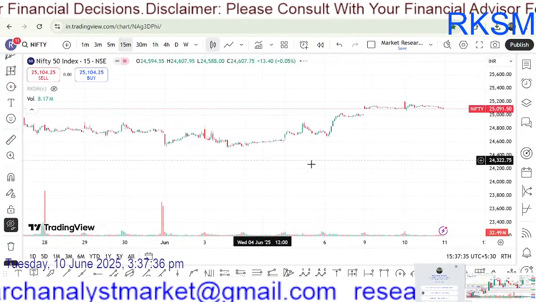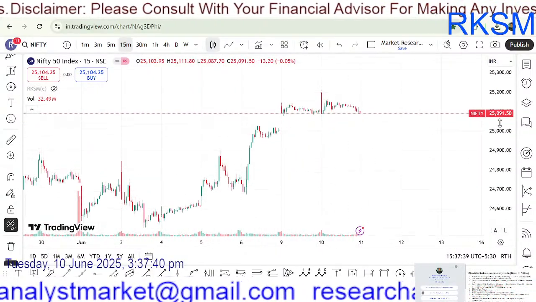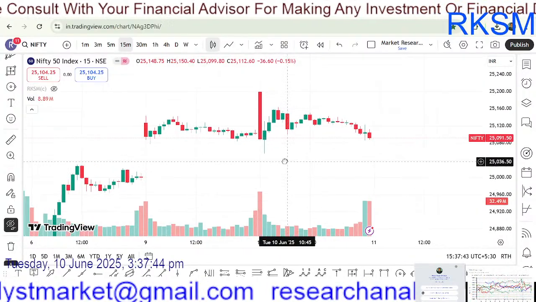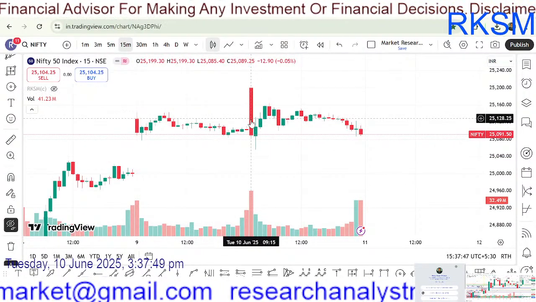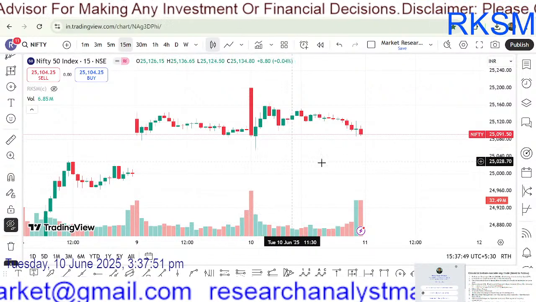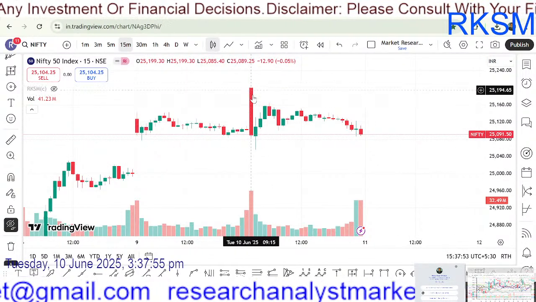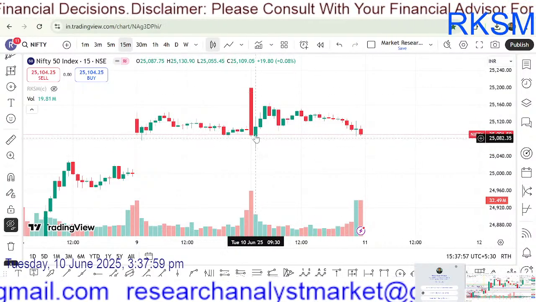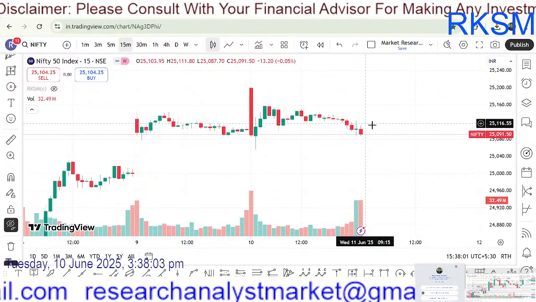So what happened today in the Nifty? See here, if you zoom in a little bit, you can have a look. Nifty opened at this candle, as you know, this is the opening candle, today's market open. After that this is the market statistics. Market opened and it is just sideways.